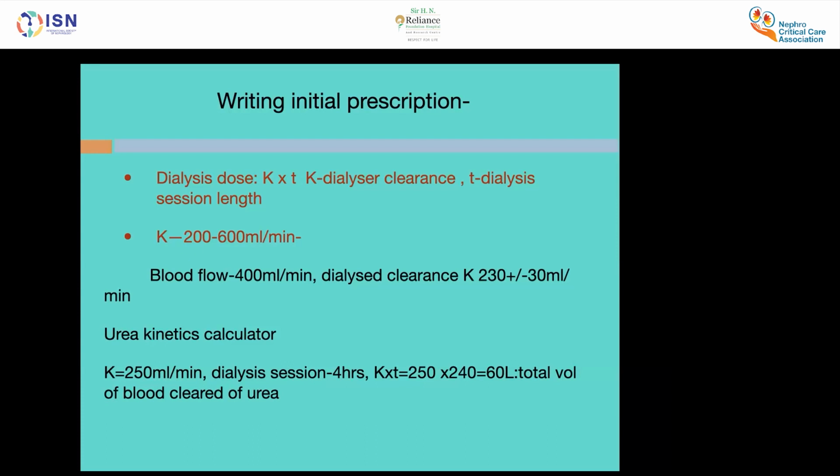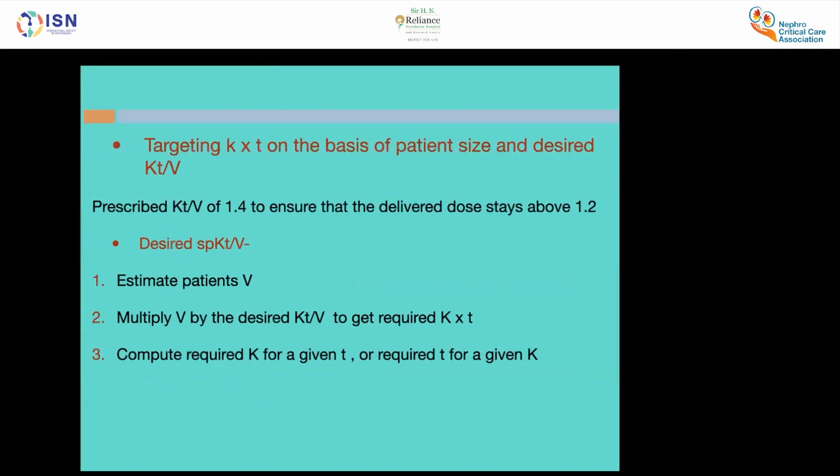All of this can be calculated with the urea kinetics calculator. If we consider the dialyzer clearance as 250 ml per minute, and the dialysis session is for 4 hours, then Kt will be 60 liters. That is the total blood cleared of urea. Targeting Kt on the basis of patient size and determining Kt/V, we prescribe Kt/V of 1.4 to ensure that the delivered dose stays above 1.2.